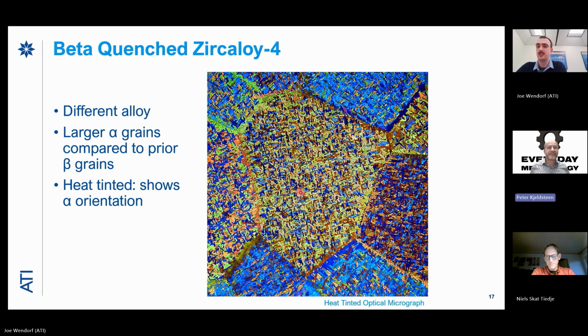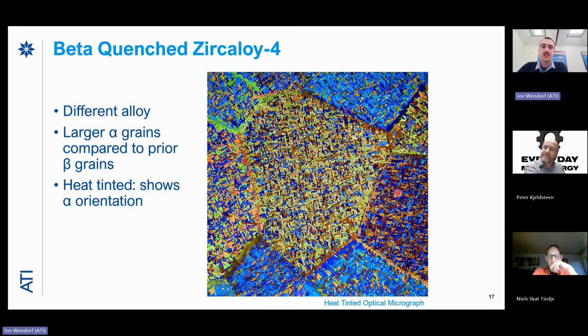I thought it was EBSD. No. This is optical. Yeah. Wow. It's super nice. It's like a piece of modern art. Yeah, absolutely. One of the expensive ones. Yeah. Our metallographer here is incredible, and both a scientist and an artist for sure.